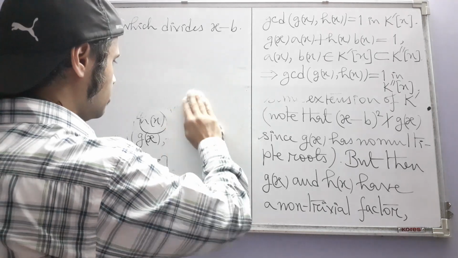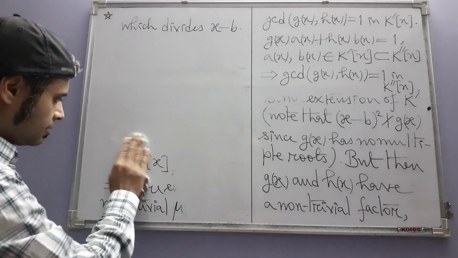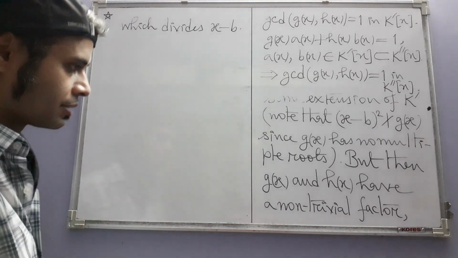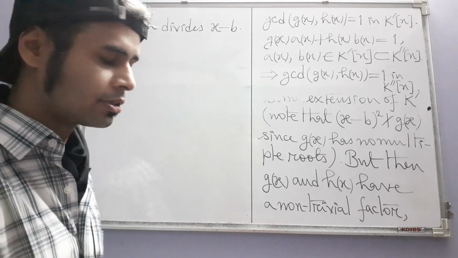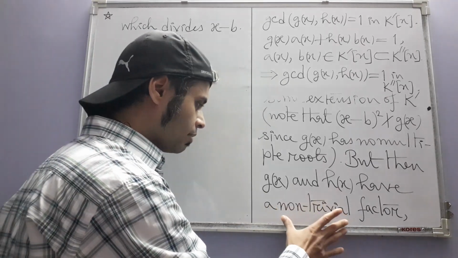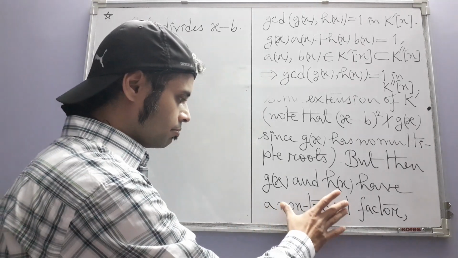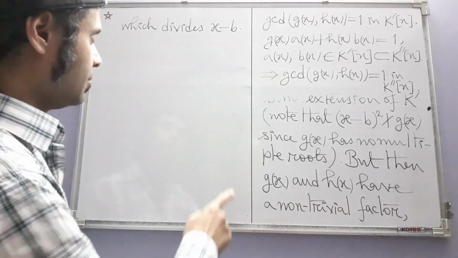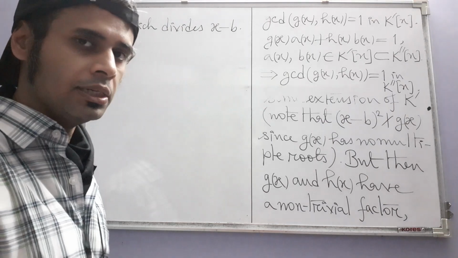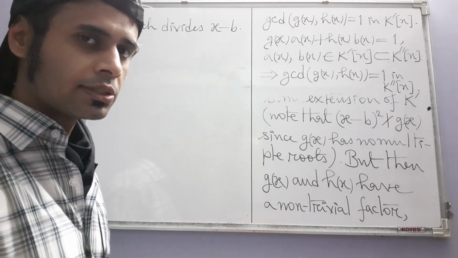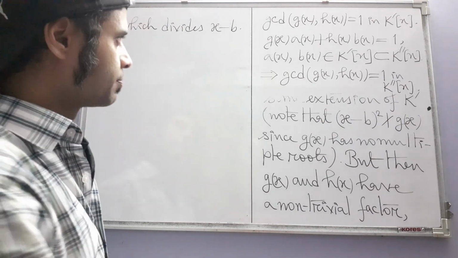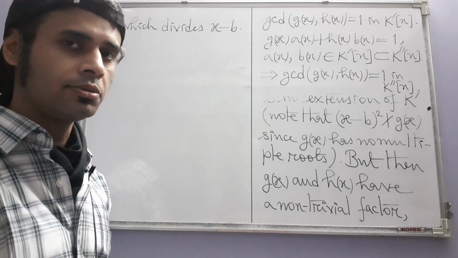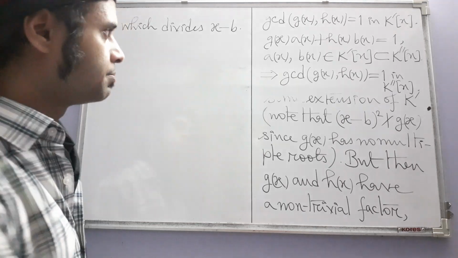But now you notice the fact that this mu x, the author hasn't given it any name, but just simply says a non-trivial factor. We are calling it mu x. The mu x is non-trivial, and at the same time it divides x minus b, because x minus b is irreducible, so that non-trivial factor must itself be equal to x minus b.